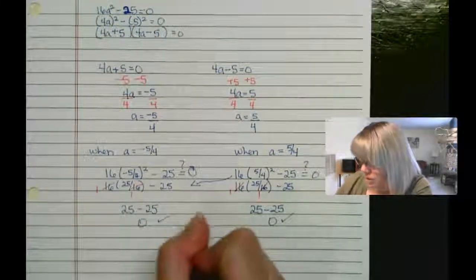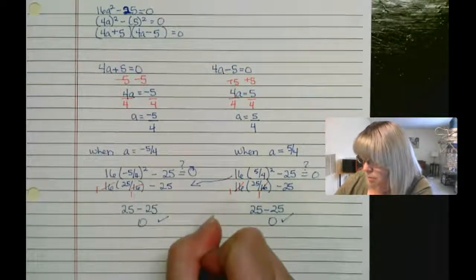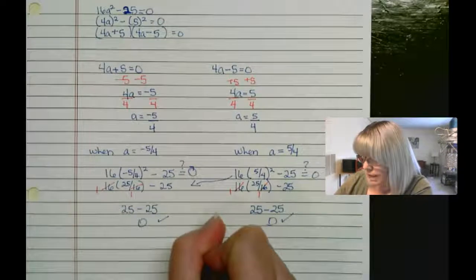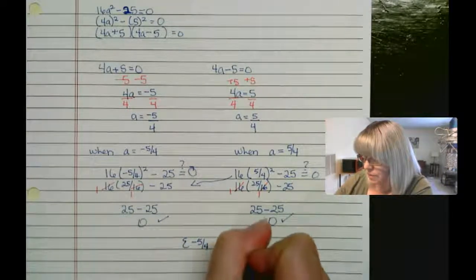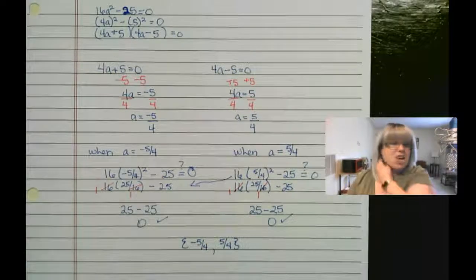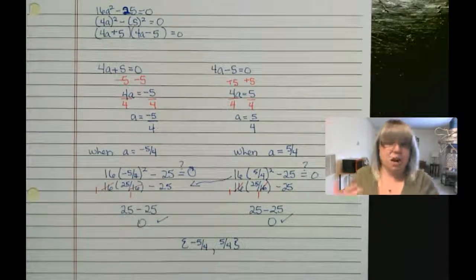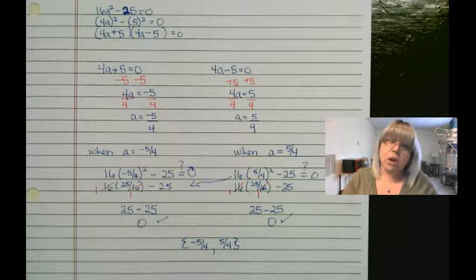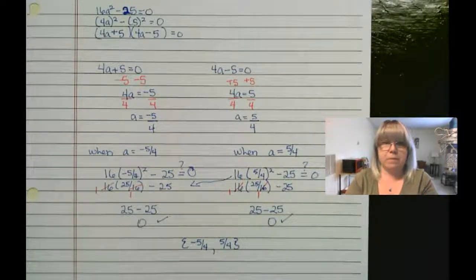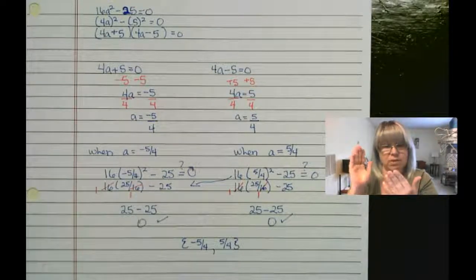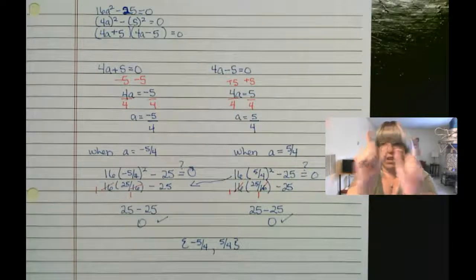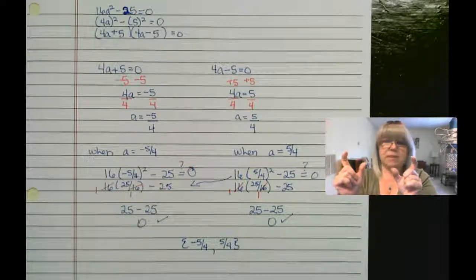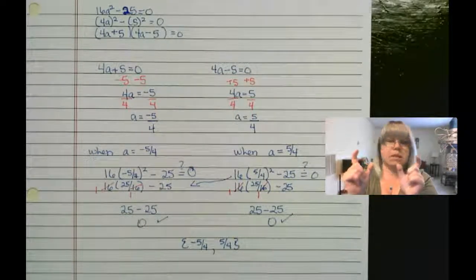Okay, so our solution set for this problem: a can equal negative 5/4 or positive 5/4. And that's it. The hard part, I think, was learning how to factor this. Once you've factored them and set them all equal to 0, you just have to make sure that your equation is set to 0 first, and then you factor the left-hand side. Solving those equations for 0 has been something that we've been doing for months and months and months.